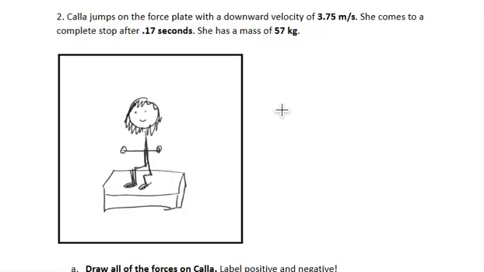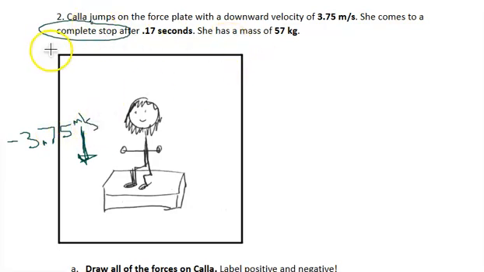Question 2. This is why I jumped on the force plate, so you could have some memory of seeing the pressure on the force plate. So she jumps on the force plate with a velocity. So that's going to go into our old school, and we have to put the minus sign ourselves. She comes to a complete stop. So V final is 0. After a certain amount of time, more physics Sudoku, and we have our mass.